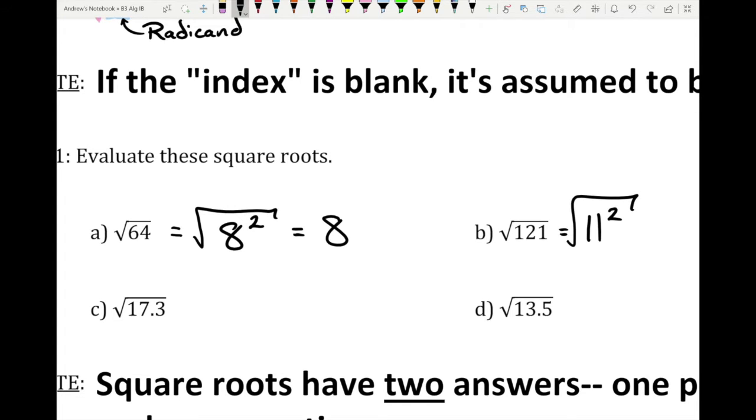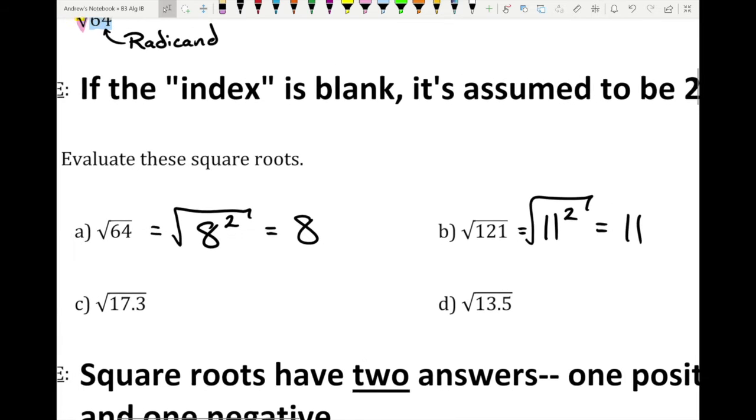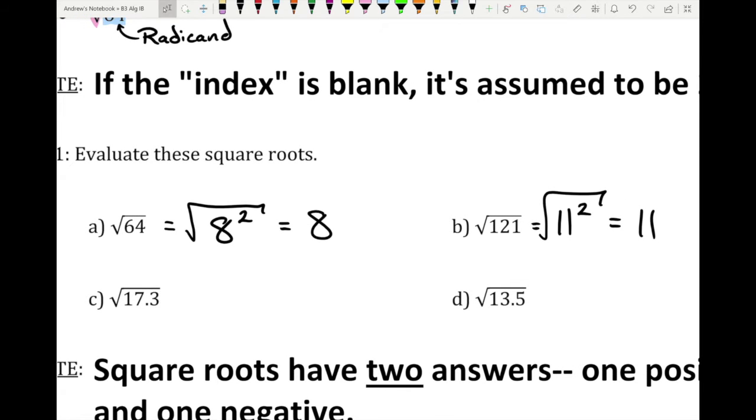121 is 11 squared, right? And if I'm unsquaring that, it brings me back down to 11. Okay. You are going to run into some every now and then where you're going to need to plug them into a calculator because they are not very nice.